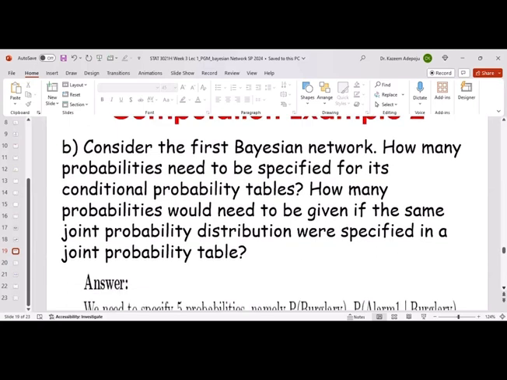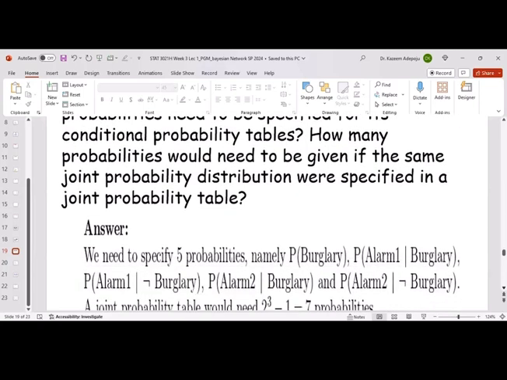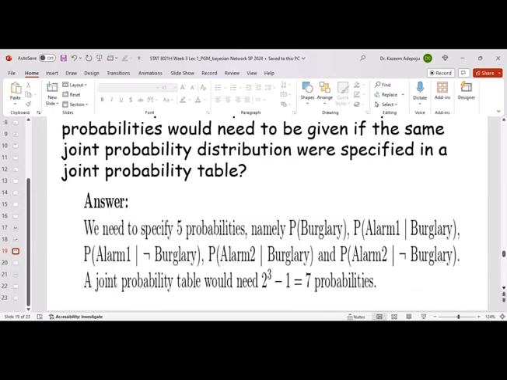Now, let me tell you this. Depending on the number of nodes that you have, how many nodes do we have in that diagram? A node means a random variable. It means alarm 1, alarm 2, burglary. How many? 3. And we now need to consider the level of each variable. Alarm 1 is discrete. It has 2 levels: it either rings or not. Alarm 2 is also discrete, with 2 levels: it either rings or not. What about burglary? Burglary is also discrete. Either there is burglary or no burglary.